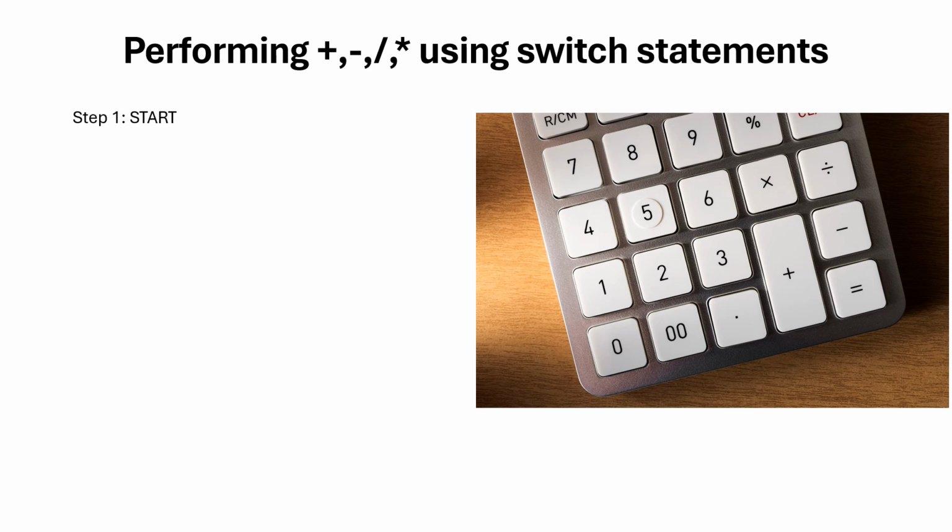As you can see, when we start off with the algorithm, we start and read the operator that we need to use and then read the numbers. On the basis of the operator that the user is entering, we are going to apply the switch statement. Since the operator is the controlling variable on which the switch is going to decide what to perform, in such cases it is always advisable to use switch statements.